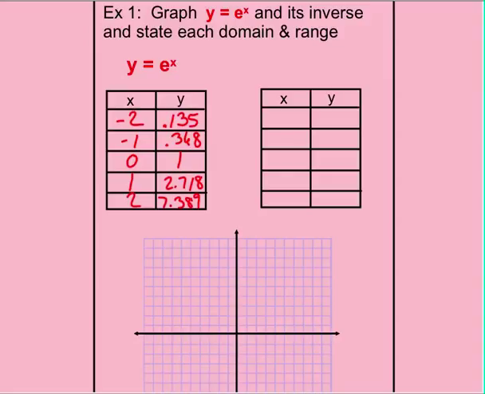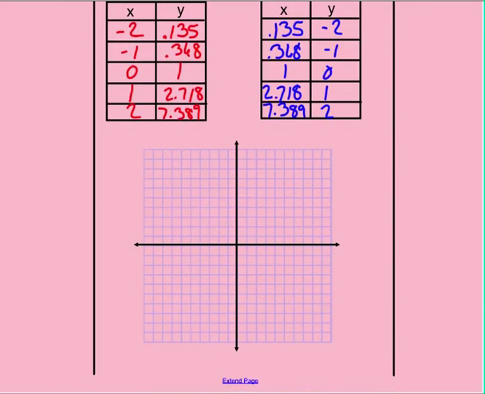So to get the inverse function, y equals natural log of x, we will flip our x and our y values. So all of our y values become x values, and all of our x values become y values. So graphing these, if my calibration works well this time, we have -2 and a little bit above 0, -1 and a little bit more than a quarter, 0, 1, 1, not quite 3, and 2, not quite 8.